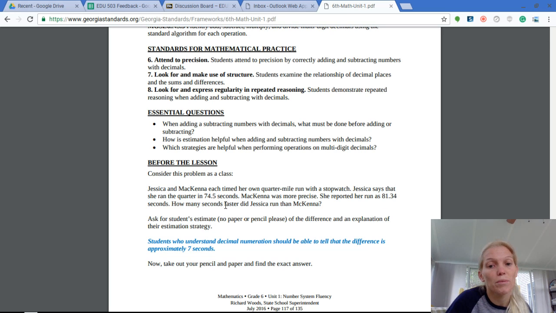And this was what would be examining the student work. So you would ask the students to estimate the difference, and then have them take out their paper and pencil and find the answer, showing their work. And that would be your formative assessment probe. Okay, so I hope that makes sense.